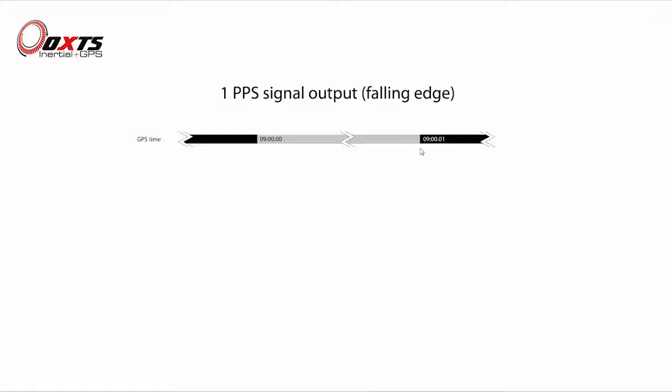Now we'll add the 1 pps output signal. You can see it also has 2 transitions. If we highlight both falling edges of the signal, the important thing to notice is that they both line up exactly with the transition of each GPS second.